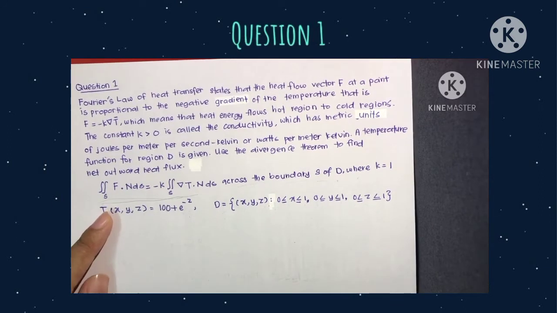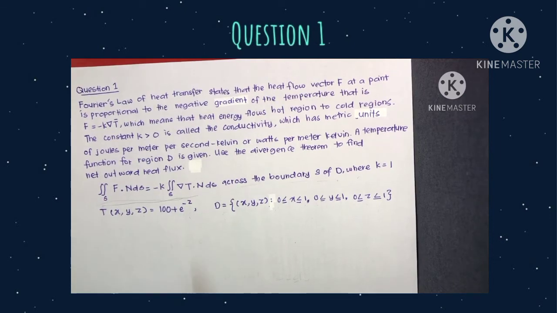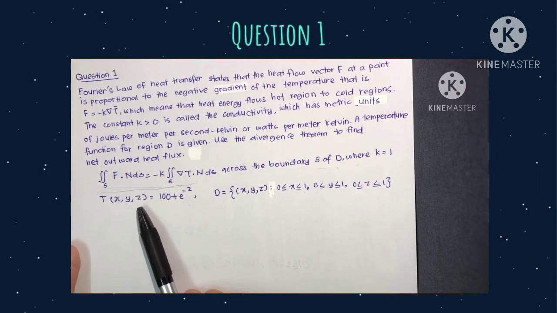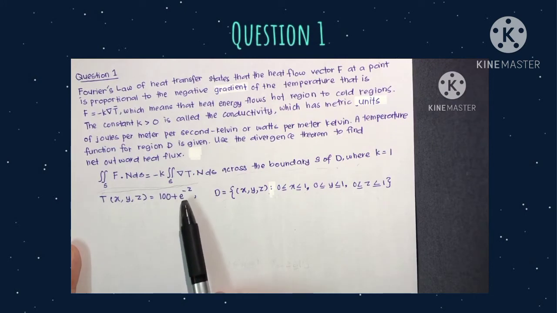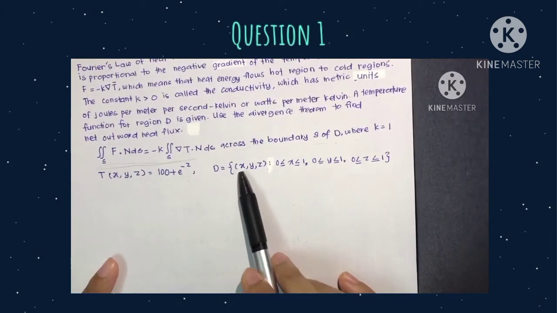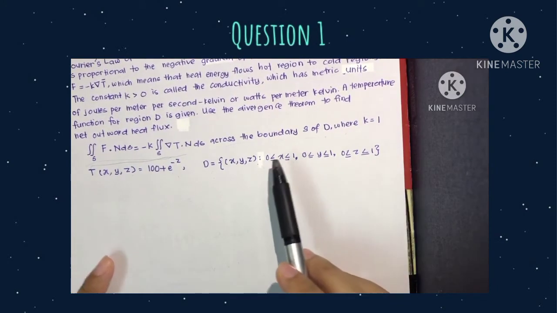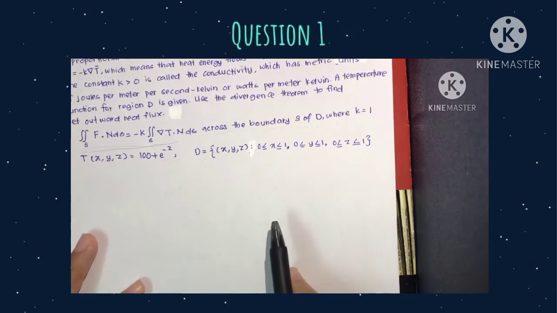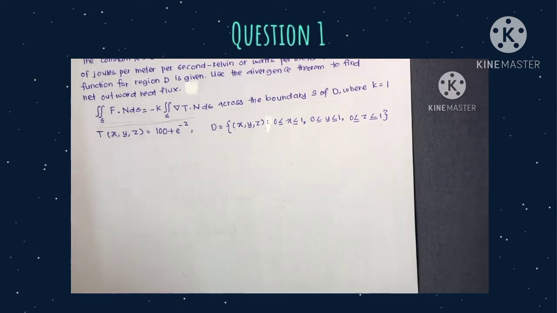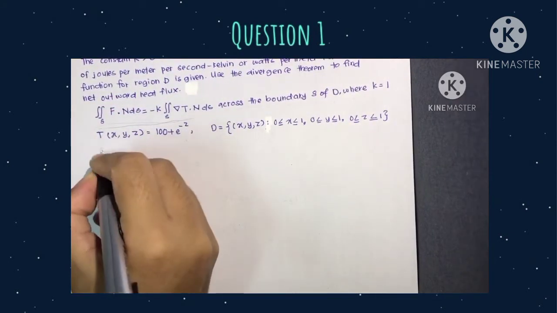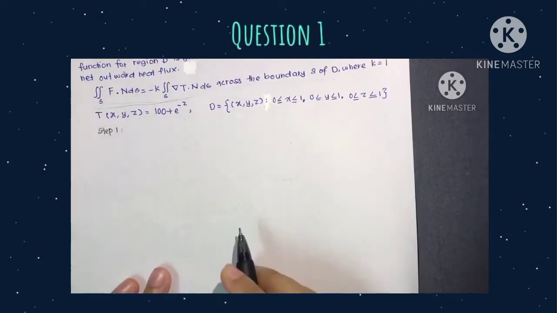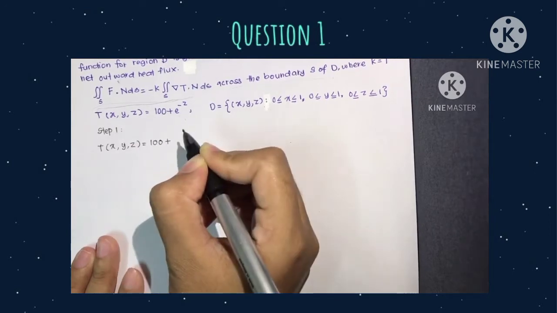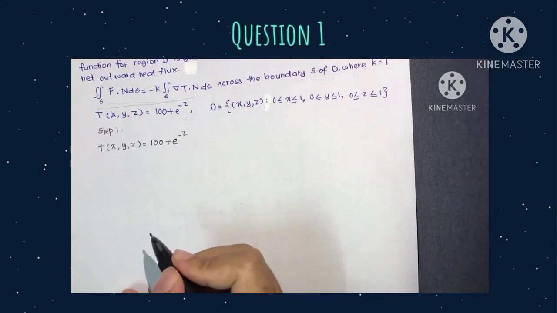So here is the formula given, across the boundary S of T, where K equals 1. T of x, y, z equals 100 plus exponent of negative z. The domain is x from 0 to 1, y from 0 to 1, z from 0 to 1. The first step, step 1, is to list down all the information given. So T(x, y, z) equals 100 plus exponent negative z, over the domain.